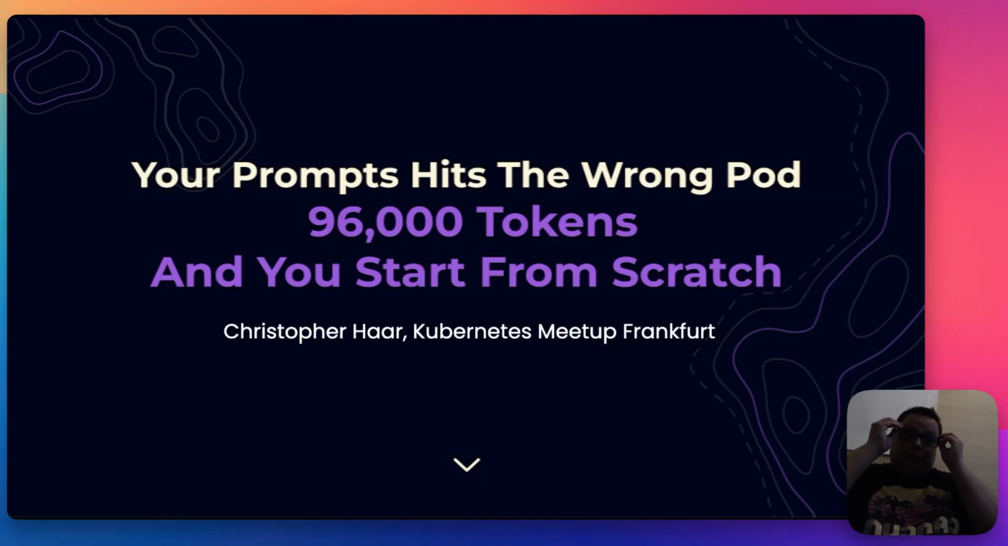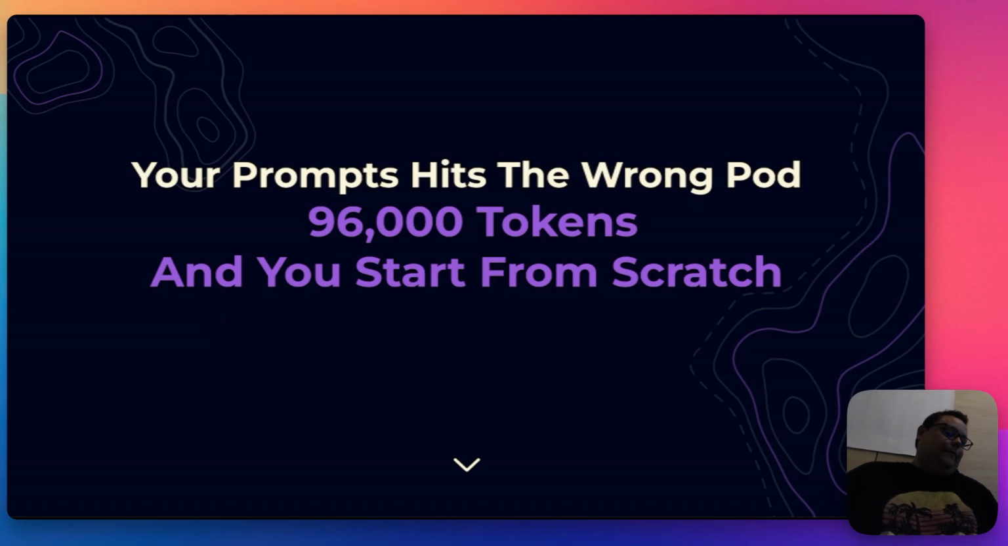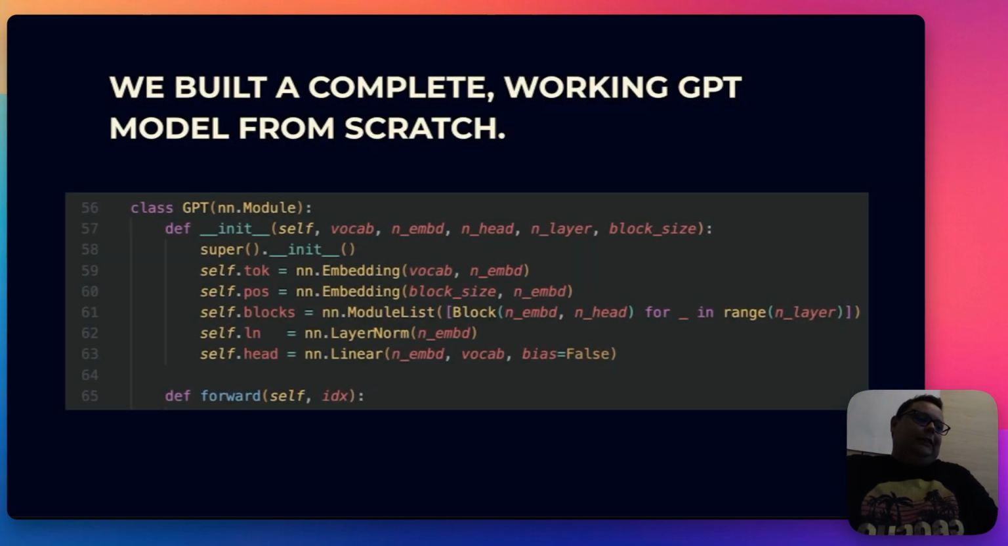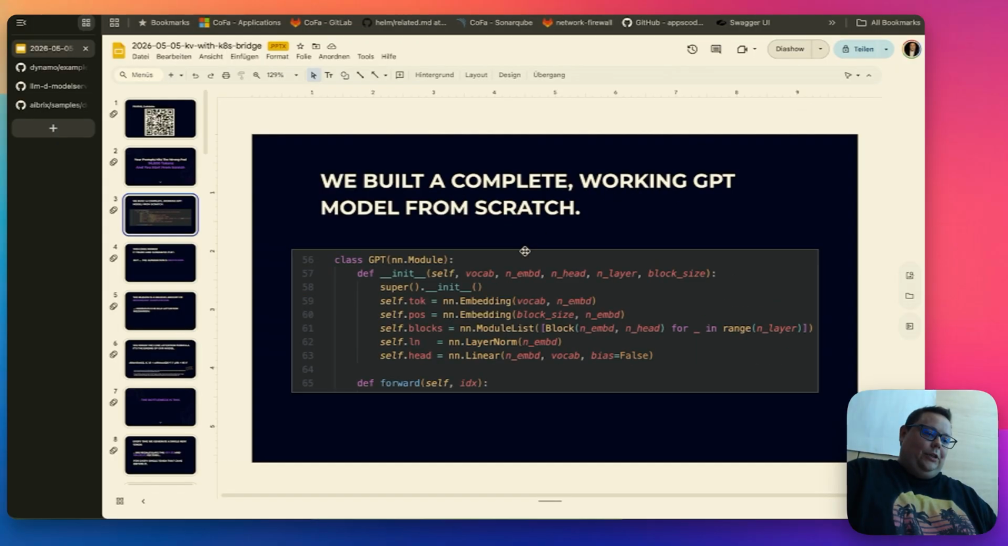So today we will talk about "Your prompt hits the wrong pod, 96,000 tokens, and you start from scratch." And we will figure out what this means. At the beginning, we're starting with a working GPT model from scratch. I show you a GPT model, and you will see in action what Stefan already told you in the last session, right? So you will see a lot of things you already know now.